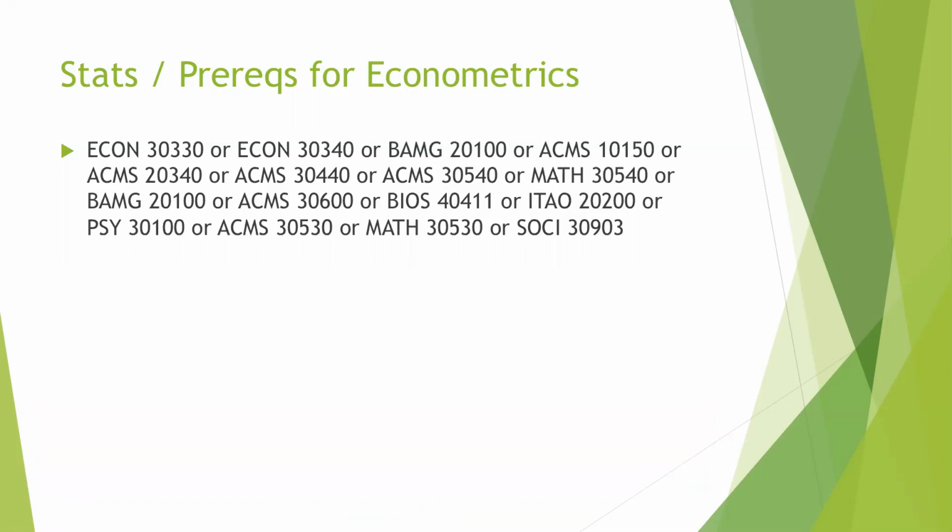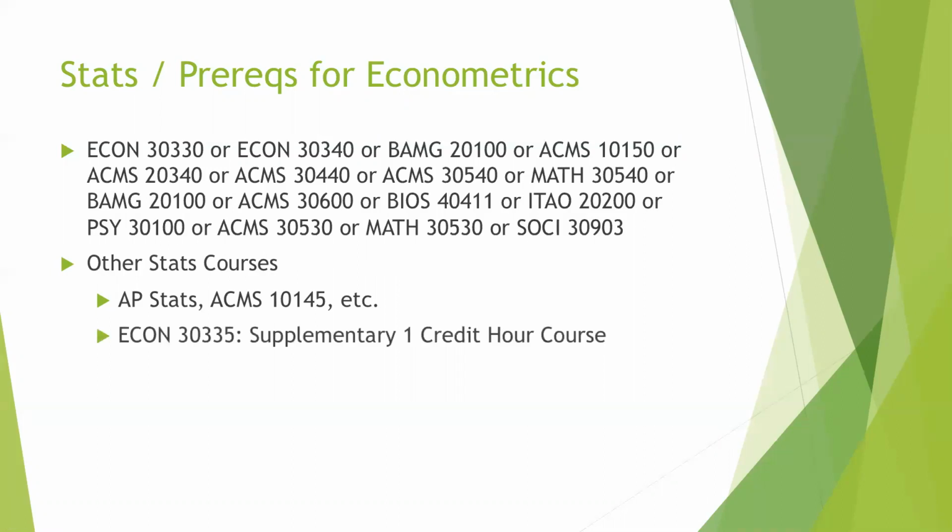Now, one issue that does come up is that not all statistics classes count as a prereq for econometrics. So credit for AP Statistics, ACMS 10145, or the first business stats don't count as prereqs for econometrics because they don't cover linear regressions. We're offering Econ 30335, which is a supplementary 1 credit hour course for people who have taken AP Stats and have received credit for it, or have taken business stats or another stats class that doesn't cover linear regression. So Econ 30335 will take place at the end of the semester and focus on linear regression in order to prepare students for econometrics.